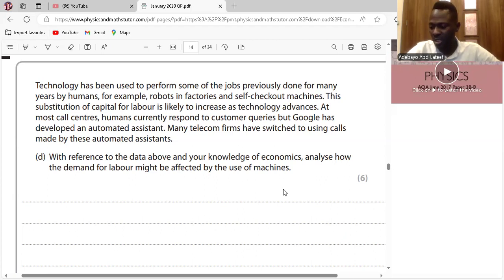The third point, based on the case study now, Google has developed an automated assistant, right? So based on the case study, Google has developed an automated assistant, which many telecom firms have switched to, which reduces the demand for humans needed in the communication industry. So demand for labor might be affected by machine, the presence of machine, or investment in machine. Is it clear?